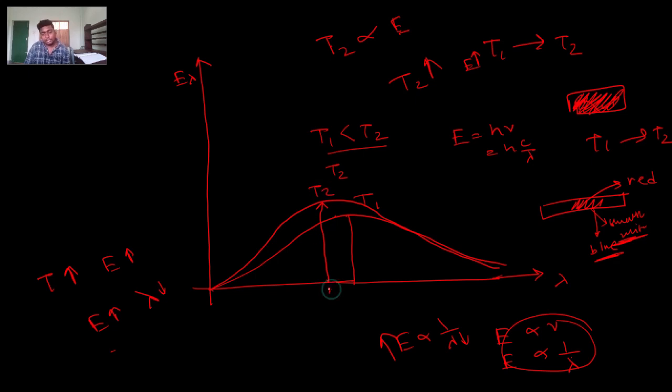Now this is the new lambda 2, and this was lambda 1. The peak at temperature T1 is obtained at lambda 1, and the peak at temperature T2 is obtained at lambda 2.